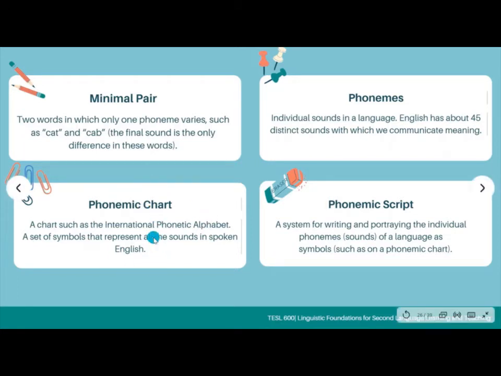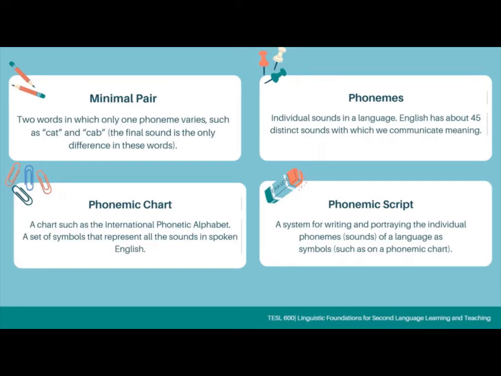Next one, phonemic chart. A phonemic chart is a chart such as the International Phonetic Alphabet. This is a set of symbols that represent all the sounds in spoken English. By knowing the chart, you can tell which sounds are voiced, or use vocal cords for sound, or whether it's unvoiced. You'll be able to identify using phonemic charts. Phonemic script, as I have explained a while ago, is a system for writing and portraying the individual phonemes, which are the sounds of a language, symbols such as the phonemic chart. This one is the system for writing, portraying the sounds.